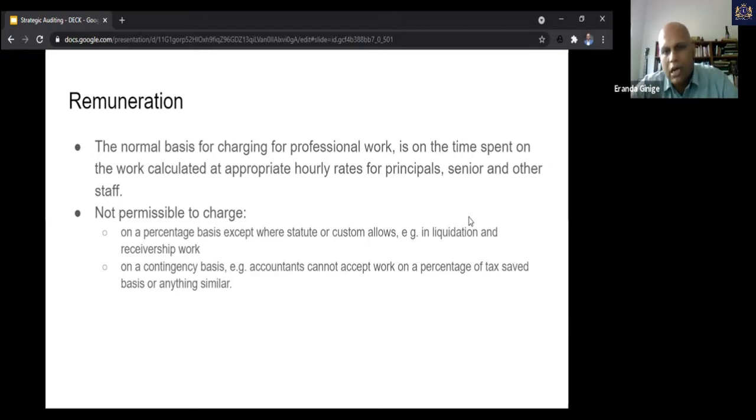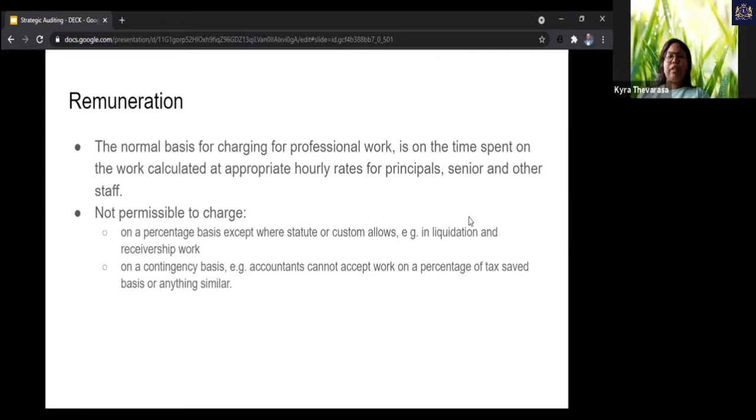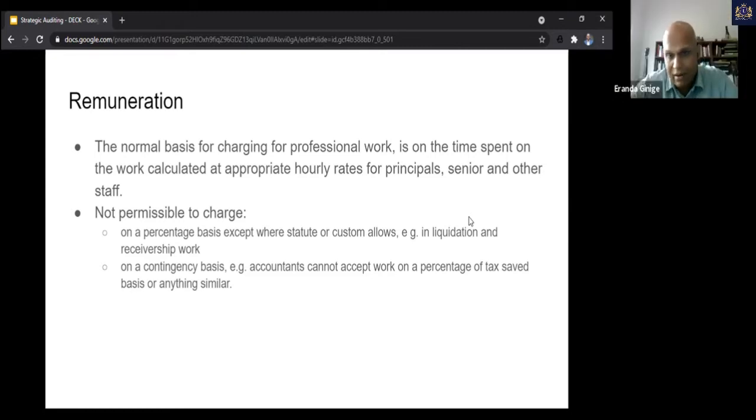Except where statute or custom allows it. Example, in liquidation and receivership work. So if it is a liquidation thing, then maybe the statutory law allows you to get a certain percentage from the amount that they receive as a result of liquidation of assets. On a contingency basis, accountants cannot accept work on a percentage of tax saved, like I said, or anything similar, right? Because then they will try to save more and more tax just to get more money for them. More commissions, yeah.